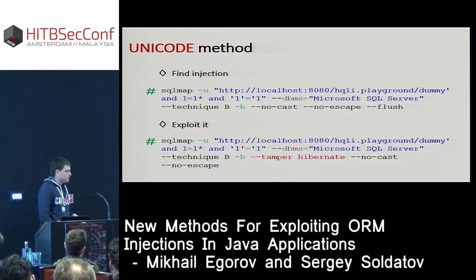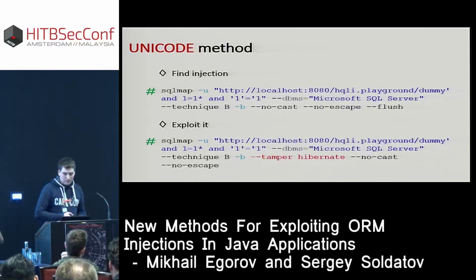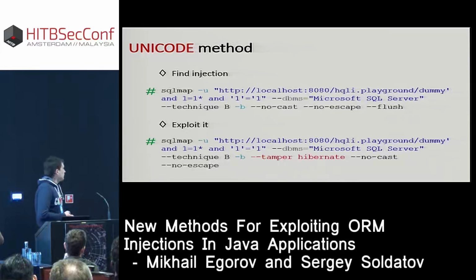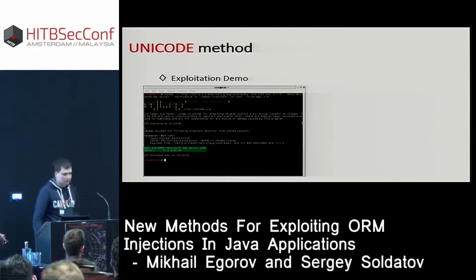Let's see how to exploit HQL injection with the Unicode method and SQLmap. First, you need to copy hibernate.py and queries.xml files and place them into the SQLmap home directory. Then you need to find the injection using the first command line, and finally, you exploit the HQL injection using the second command line. Let's see the video, how it works.